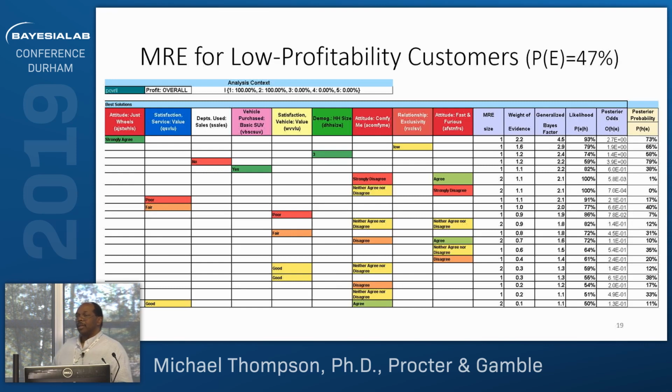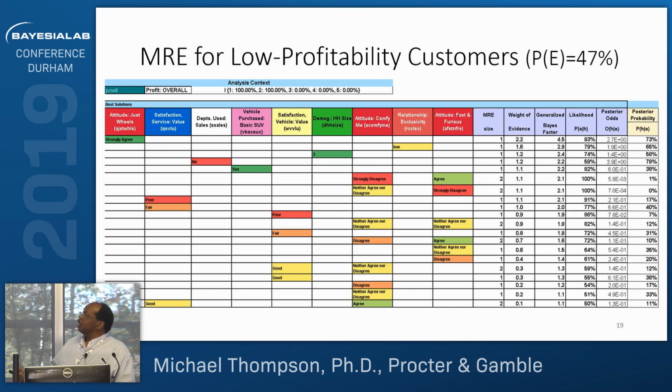And then similarly, I just asserted the evidence. Now, as you can see, the evidence has been asserted as soft evidence on the bottom 2 states and run. And we find out that the people who strongly agree that a car is just a pair of wheels, it's just transportation, are amongst the lowest profitability customers.